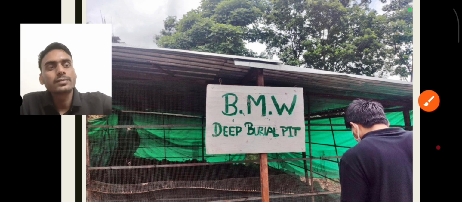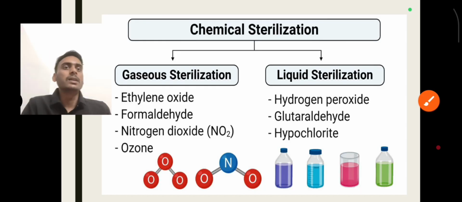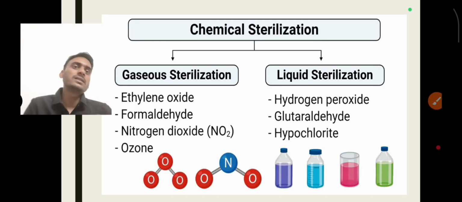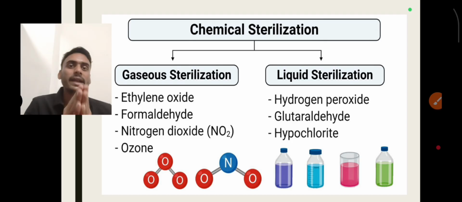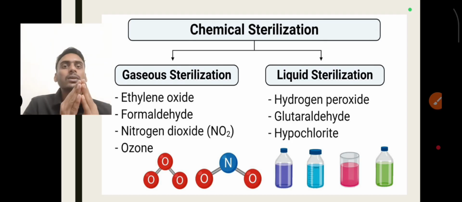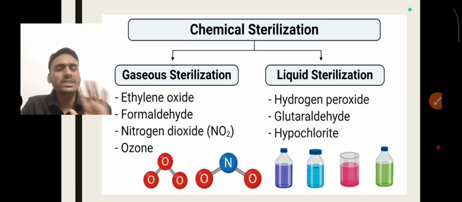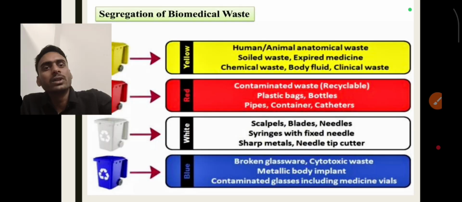Now we discuss chemical sterilization. Sterilization means free from any kind of microorganism. This is of two types, gaseous or liquid. For gaseous sterilization we use ethylene oxide, formaldehyde, nitrogen dioxide, or ozone. For liquid sterilization, we use hydrogen peroxide, glutaraldehyde, or hypochlorite. These are basic things you just read, no need to remember.